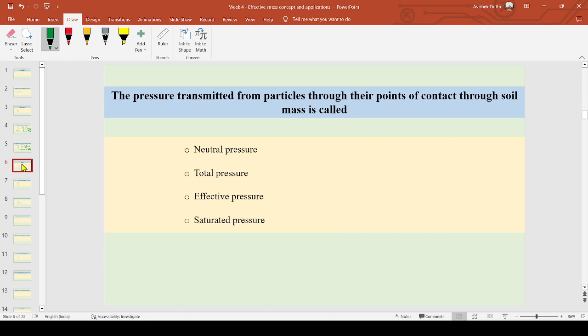The pressure transmitted from particles through their points of contact through soil mass is called... It's a very easy question. Grain to grain transfer of pressure is called effective pressure. The pressure transmitted from particles through their points of contact, neglecting the water pressure, only the particles which are existing in the soil, the pressure transmitted through those particles to their point of contact is known as the effective pressure.